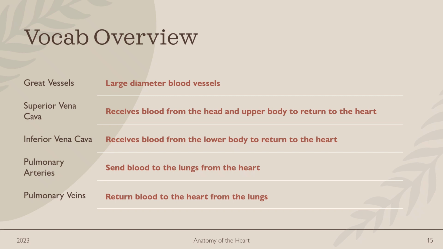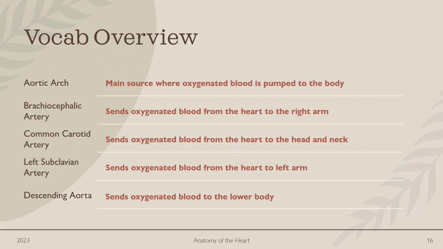The great vessels are wide blood vessels, and they include the superior vena cava, inferior vena cava, pulmonary arteries, and pulmonary veins. The superior vena cava receives blood from the head and upper body to return to the heart. The inferior vena cava receives blood from the lower body to return to the heart. The pulmonary arteries send blood to the lungs from the heart, and the pulmonary veins return blood to the heart from the lungs. The aortic arch is the main source where oxygenated blood is pumped to the body.